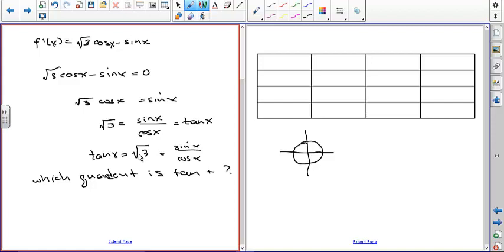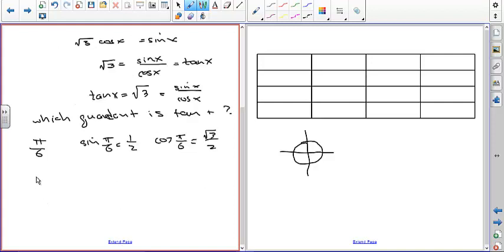So the two options, since it's not 1, it's either going to be pi over 6, and the sine of pi over 6 is equal to 1/2, and the cosine of pi over 6 is the other thing that you memorize, which is the square root of 3 over 2. And in the case of pi over 3, the sine of pi over 3 is the square root of 3 over 2, and the cosine is equal to 1/2.